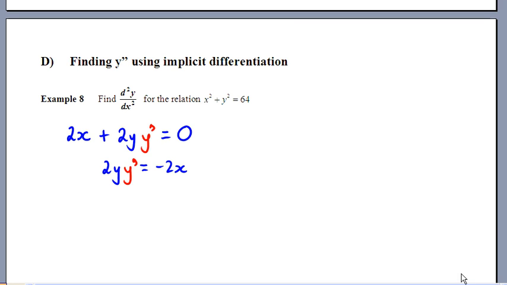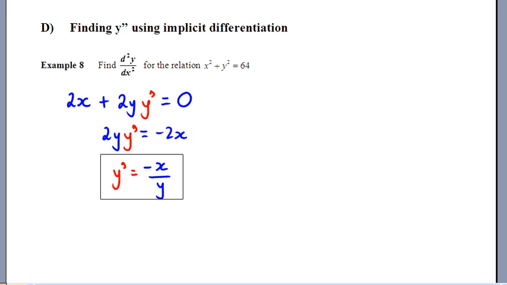So it looks like that red thing, that first derivative, cancel our 2's, we're going to have a negative x on top of a y. Okay, well that's not the answer, but we're close. That's the first derivative. We just need to do one more derivative and then we're there.